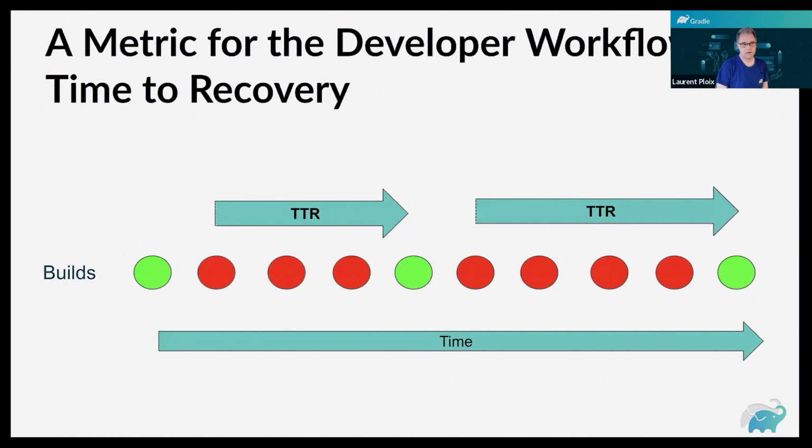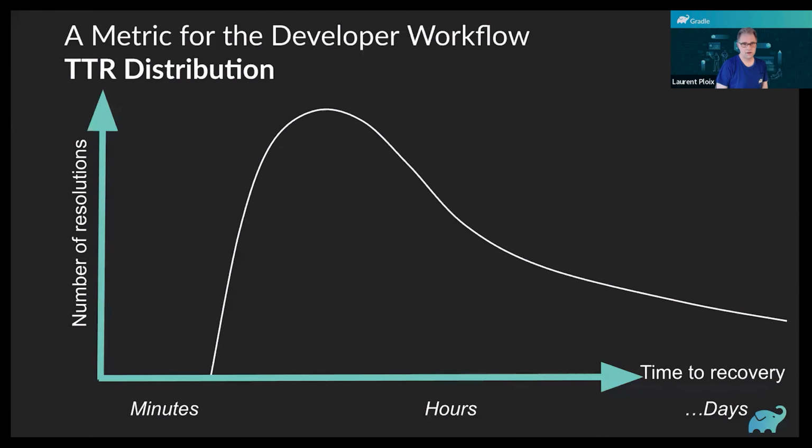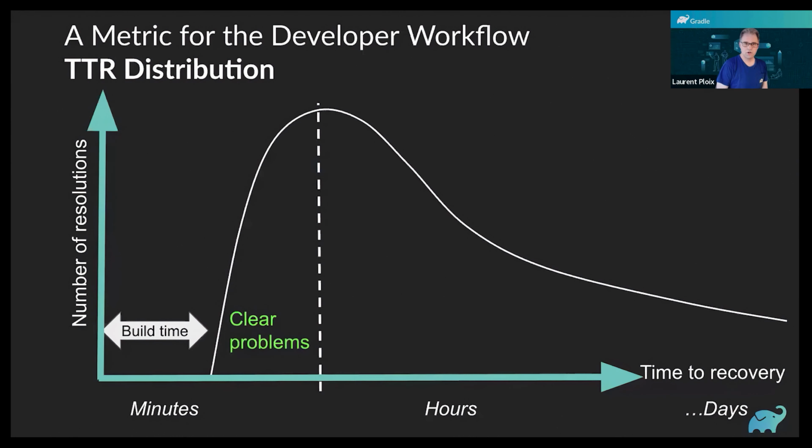In fact, if we look at what this metric looks like, the distribution thereof, it looks like this. What can we say about it? You cannot fix problems faster than you can build your code. So this is a bare minimum. And then you got a number of cases where it's quite simple to fix a problem. Maybe you made a typo or something pretty obvious. On the left, here in the clear problems, they are very simple problems to fix.